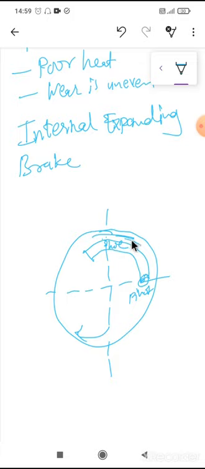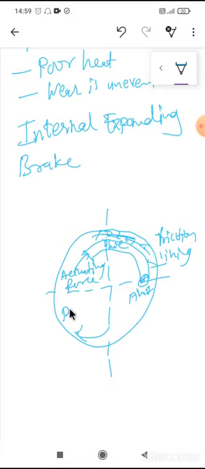And this is the friction lining. So these are the friction lining. And here you have to apply the actuating force. And this is the drum. This is the construction of the internal expanding brake, shown in this figure. It consists of a shoe which is pivoted at one end and subjected to the actuating force P at the other end. So here it is pivoted and here the force is applied.